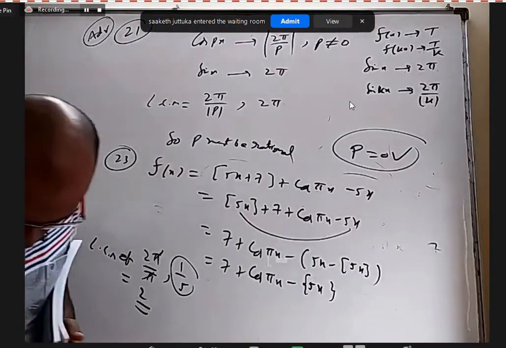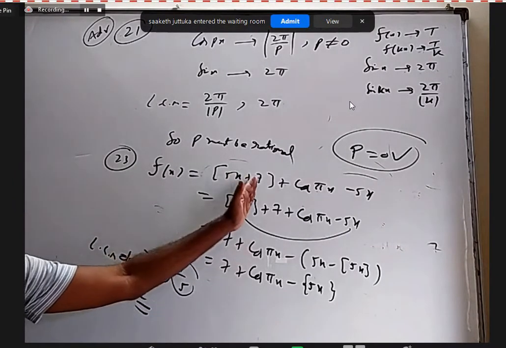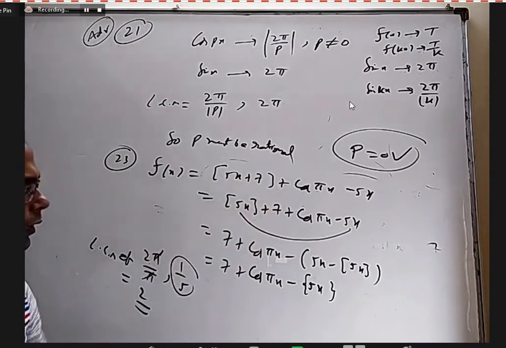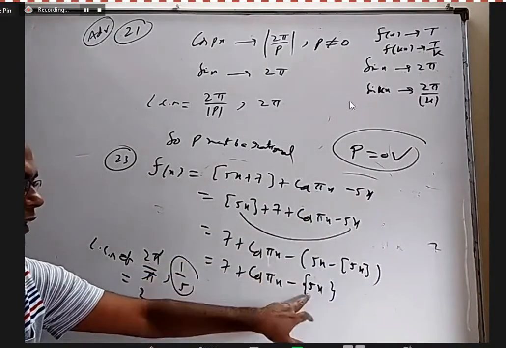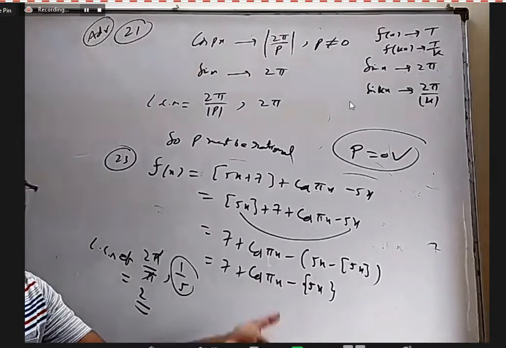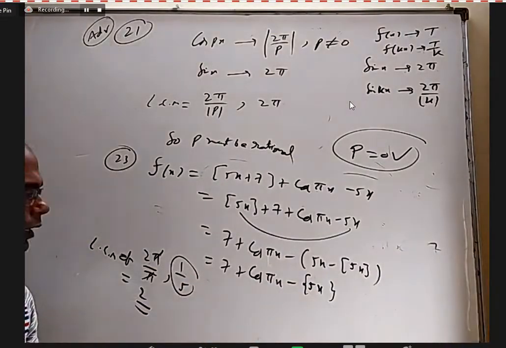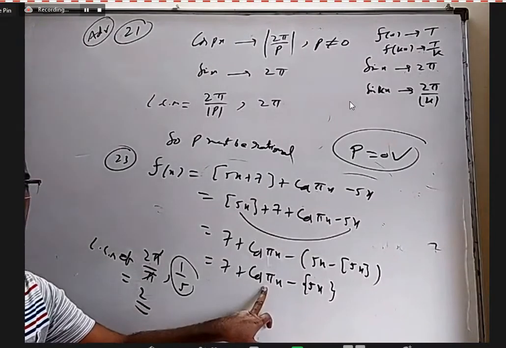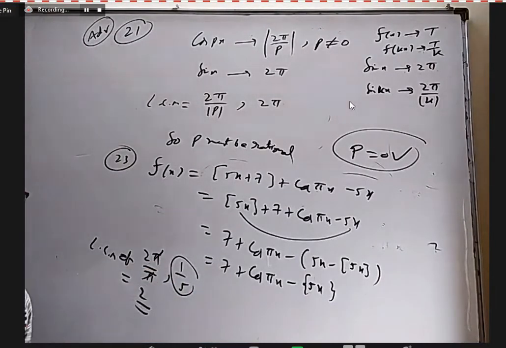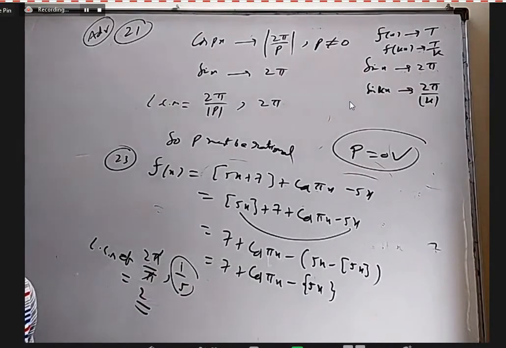Not a very big question, but you have to recognize that you can take the 7 outside. These two together are the negative of the fractional part of 5x. You should know the fractional part of x has period 1, so fractional part of 5x has period 1 by 5. And the period of cos kx is given by the formula 2 pi by k, so 2 pi by pi. Then the LCM of 2 and 1 by 5 is 2. Anybody any doubt regarding 23?